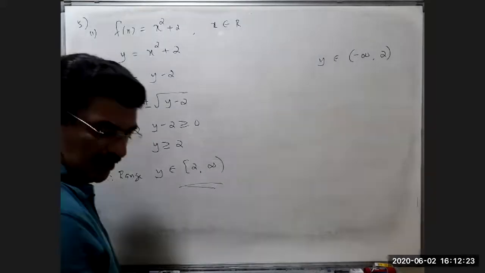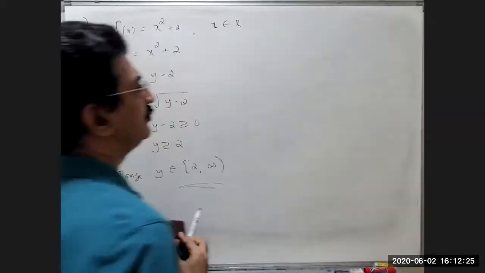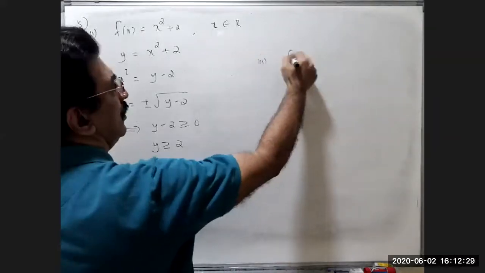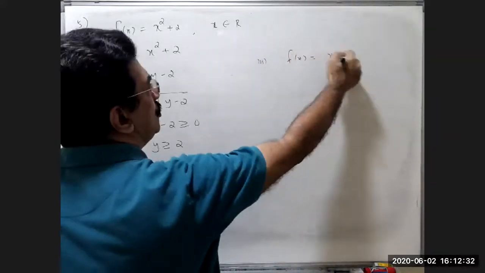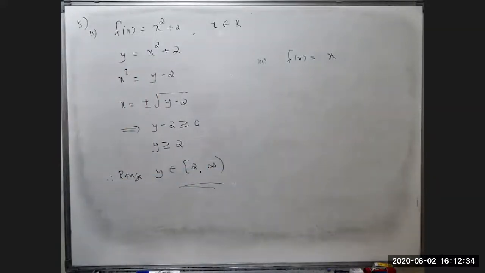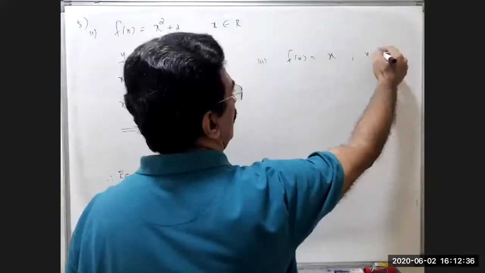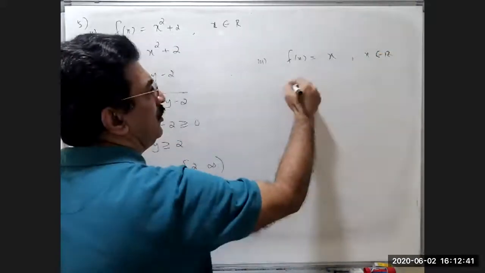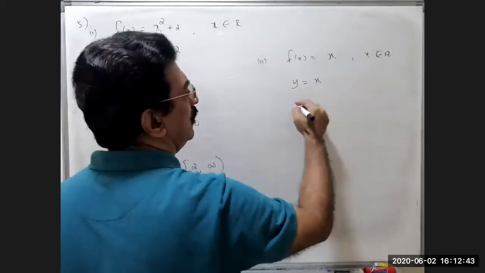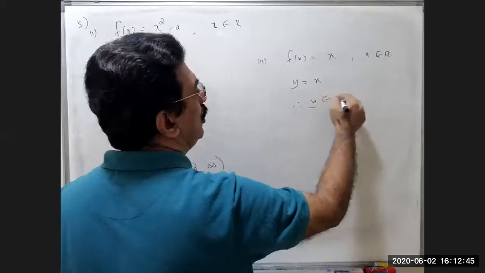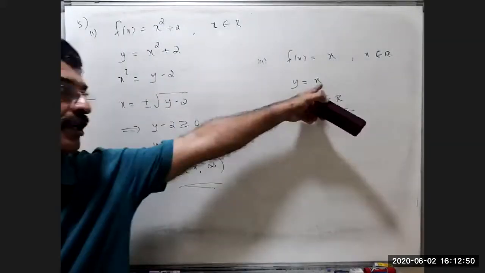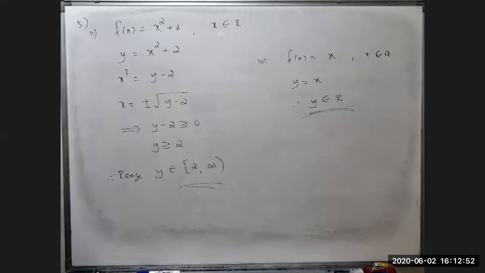Third one is very easy. f of x is equal to x. x belongs to real numbers. That means y is equal to x. Therefore, y also belongs to real numbers. If x belongs to real numbers, y also belongs to real numbers. So the range is y belongs to real numbers.